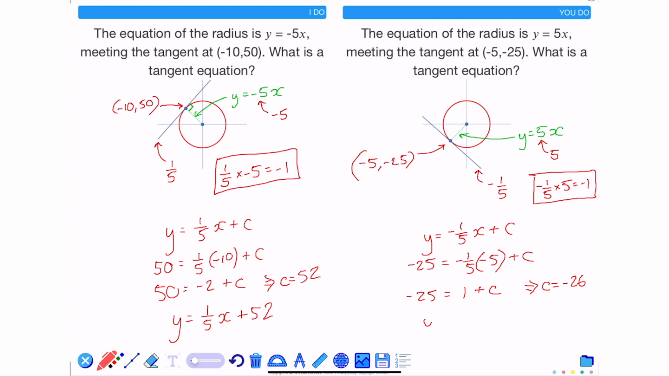So the equation of my tangent is then y = -1/5 x - 26.